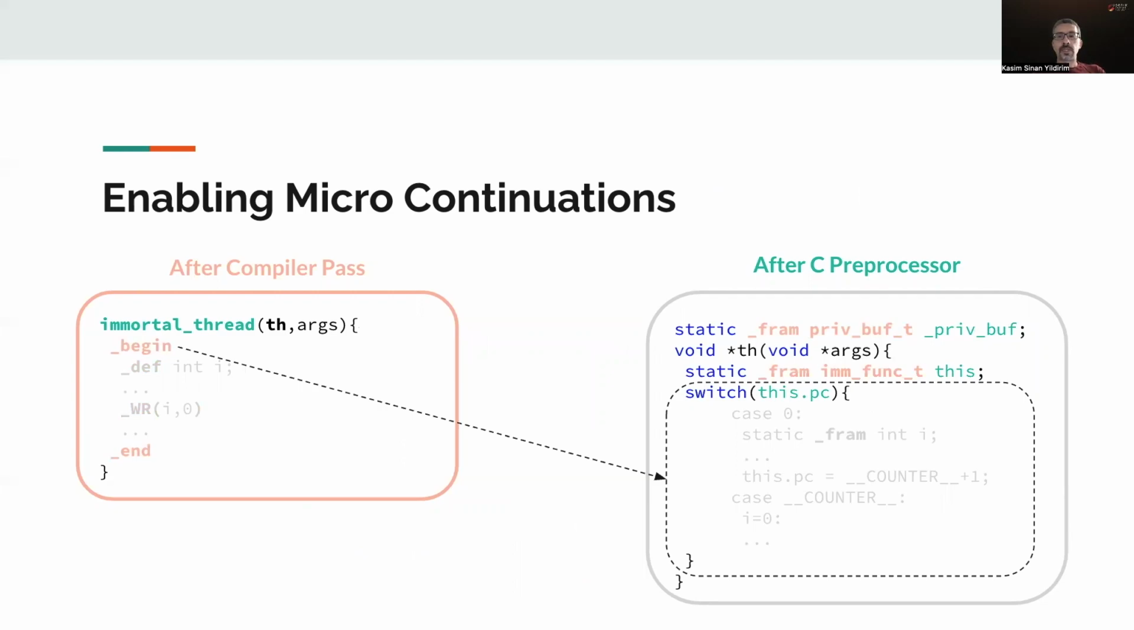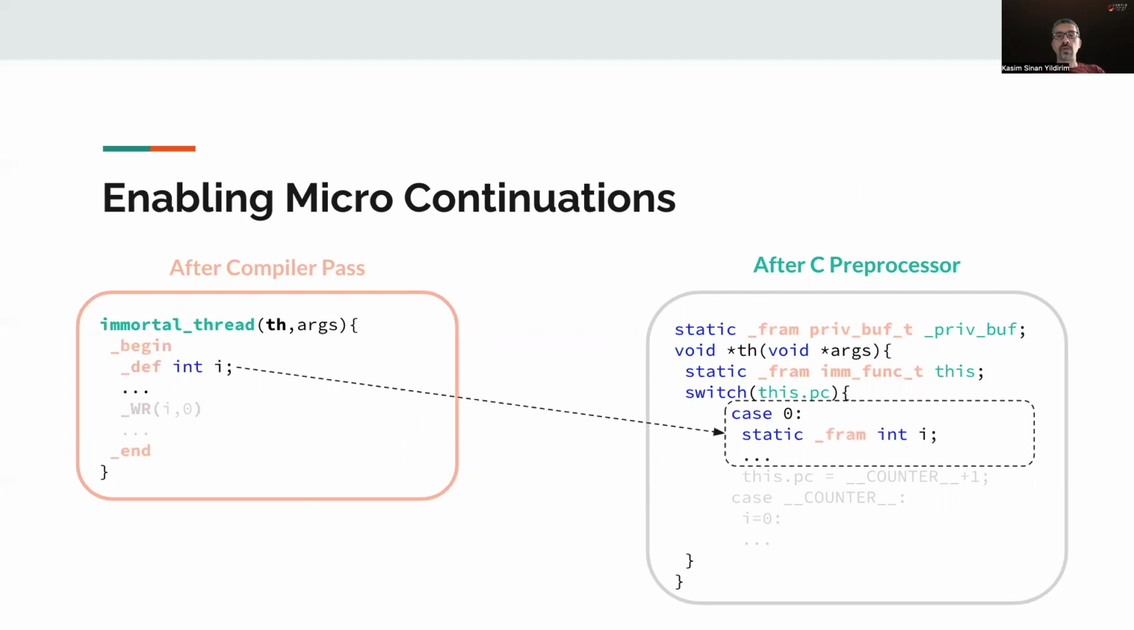After the C preprocessor, the body of the immortal thread, which is wrapped with begin and end macros, becomes switch-case structures in C. Moreover, all local variables are allocated in non-volatile memory with static storage duration, which makes immortal threads stackless. The immortal thread initially starts by executing its first case block, case zero, since the PC field of the variable this is initialized with zero.